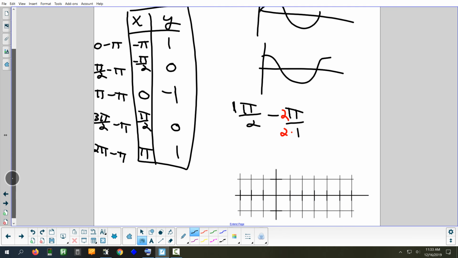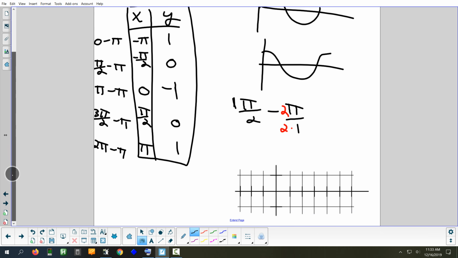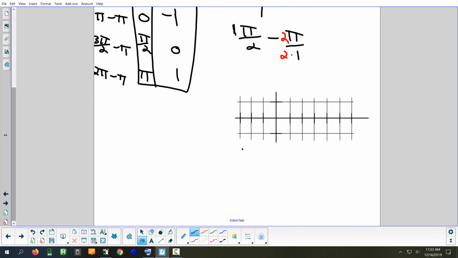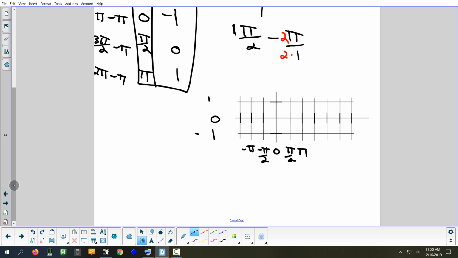Okay, now our graph. All right, we have a couple numbers in the negatives, so we got to start 2 over. Let's do negative pi over 2, 0, pi over 2, pi, and 0, 1, negative 1. Again, technically you don't have to label the y-axis in this problem. Okay, so my values are 1, 0, negative 1, 0, 1.